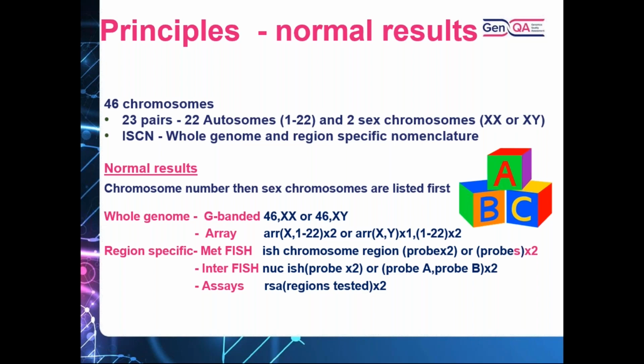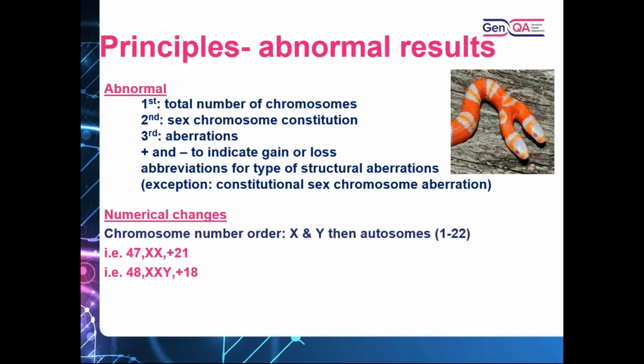Obviously, if you're dealing with X chromosomes and Y chromosomes, it'd be ×1, unless it's the PAR region. So for the assays, such as the region-specific assays, you'd have RSA, open brackets, the regions tested, close brackets, ×2. And you will notice that in this one, and this one, there is no spacing, whereas in ISH, there is a space before the chromosome region. And that is because when you've got a bracket, you can put it right next to the technique. I will explain that in a bit more detail later, where you put the spaces.